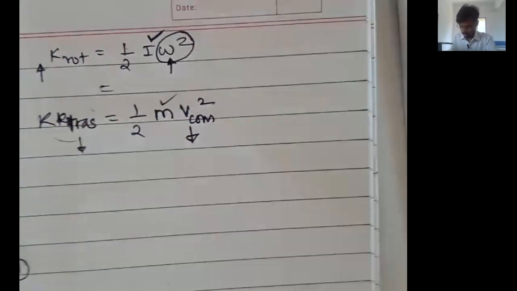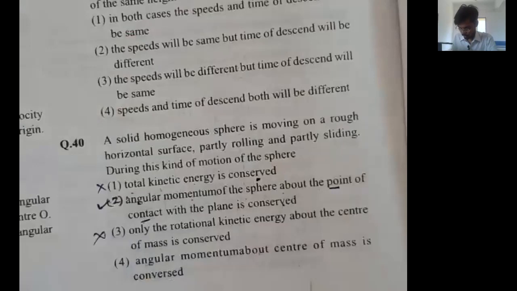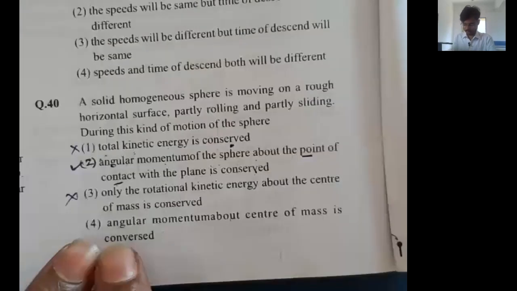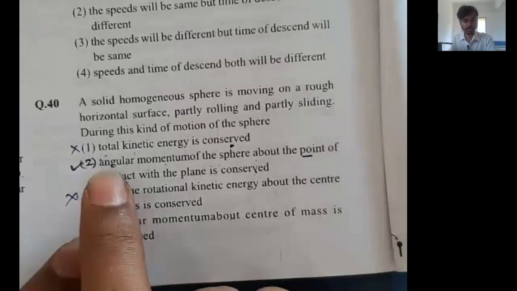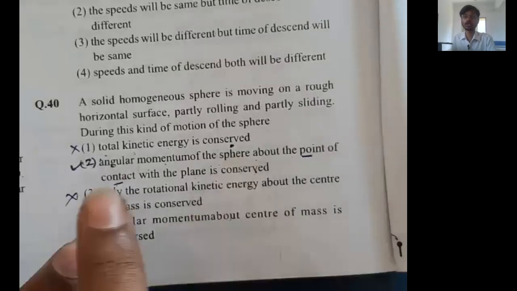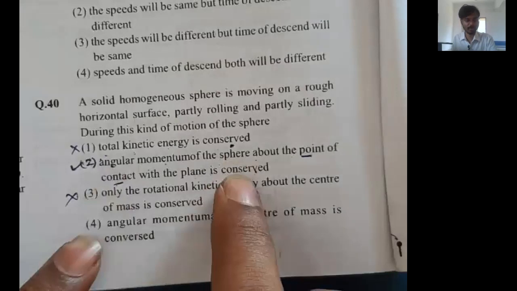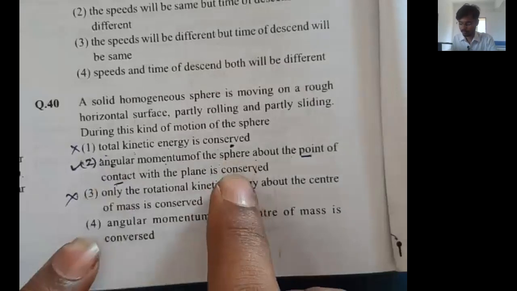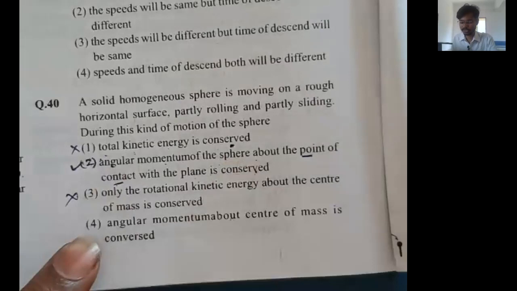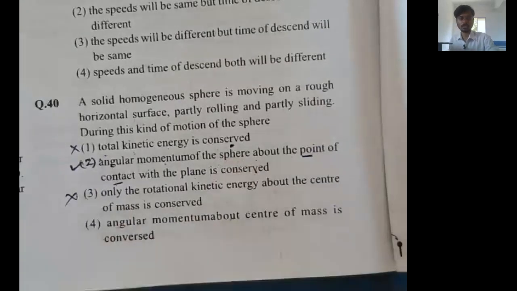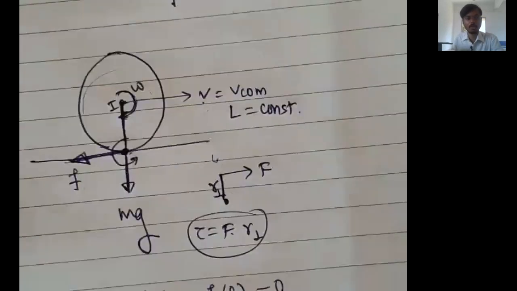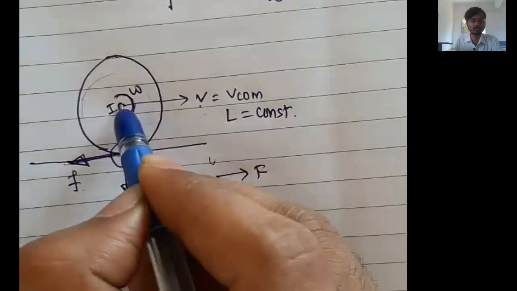Option number 4. Angular momentum about center of mass is conserved. Here they said angular momentum of sphere about the point of contact is conserved. For that we found out torque about the point of contact and we verified the answer. Now here they are saying angular momentum about the center of mass is conserved. Let's see if it is conserved or not. For angular momentum to be conserved about the center of mass, torque about center of mass must be 0.